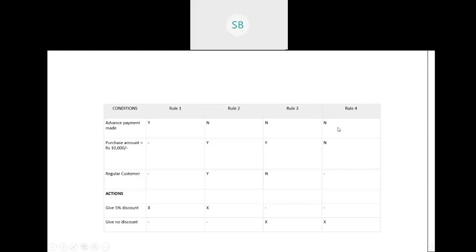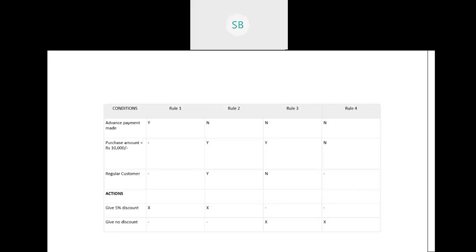And here also there are two no's, so we cannot give them a 5% discount. For this case, give no discount will be applicable, obviously, because advance payment is not made and he is not a regular customer. So this is what a condition entry and action entry mean. We have to check the values based on the conditions. These are the conditions, and there can be more of them.